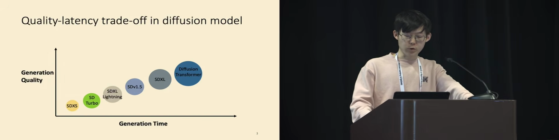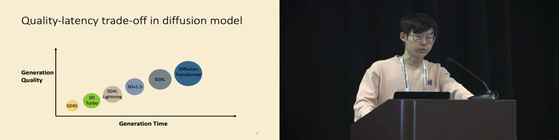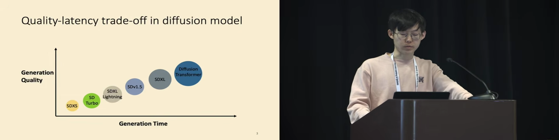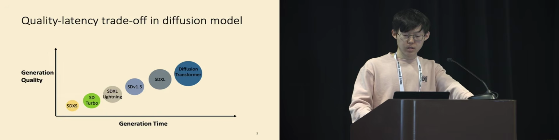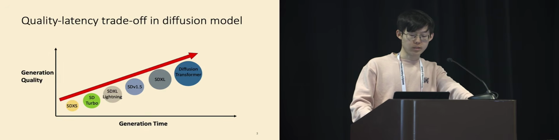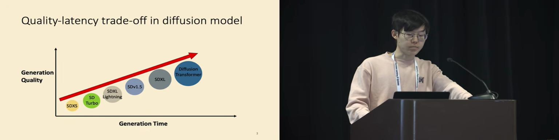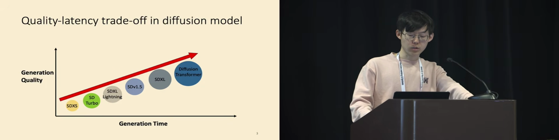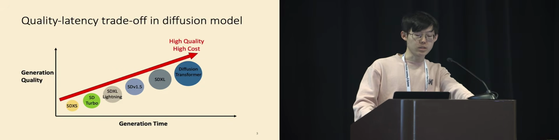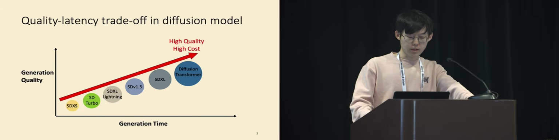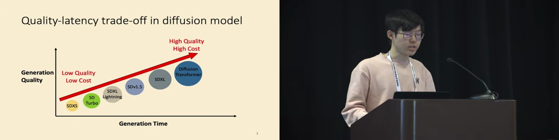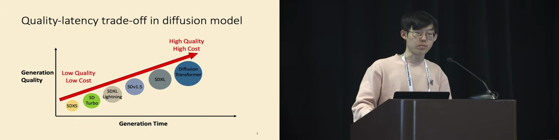There are many diffusion models available today, and they offer different trade-offs between image quality and generation time. As we move to the right along this curve, models get better at generating high-quality images, but they also become slower and more expensive to run. On the other hand, faster models like SD Turbo or SDXS generate results quickly, but may compromise on quality.